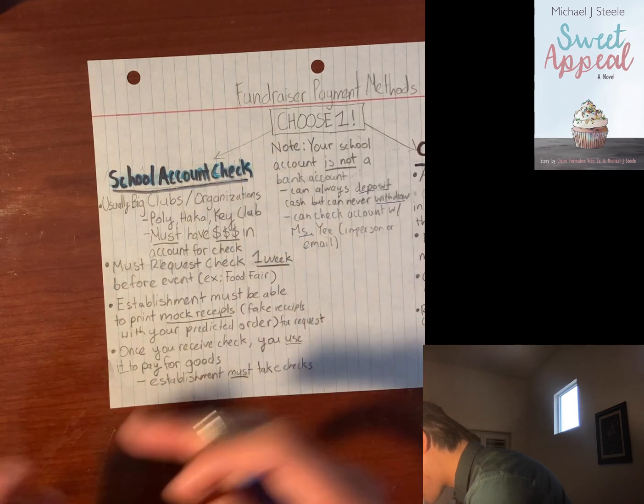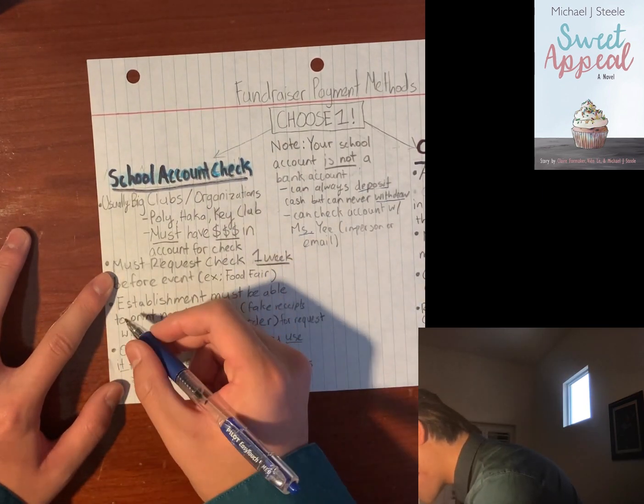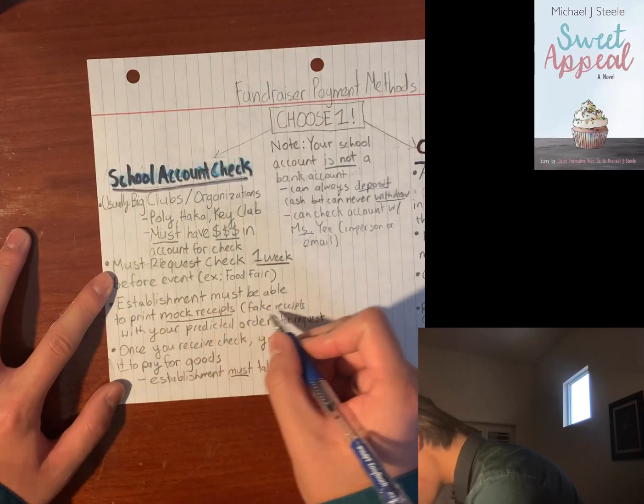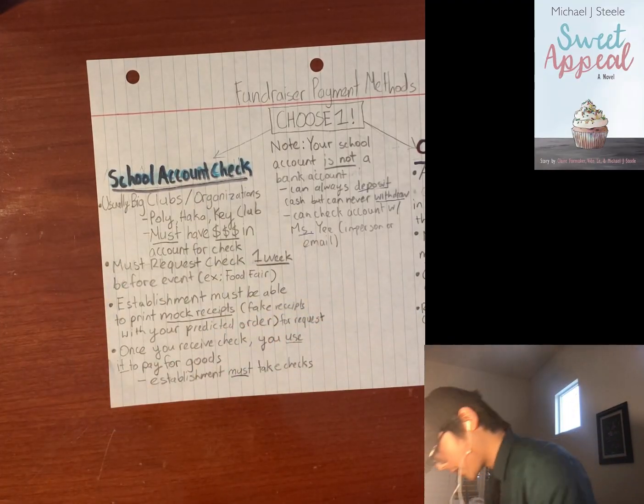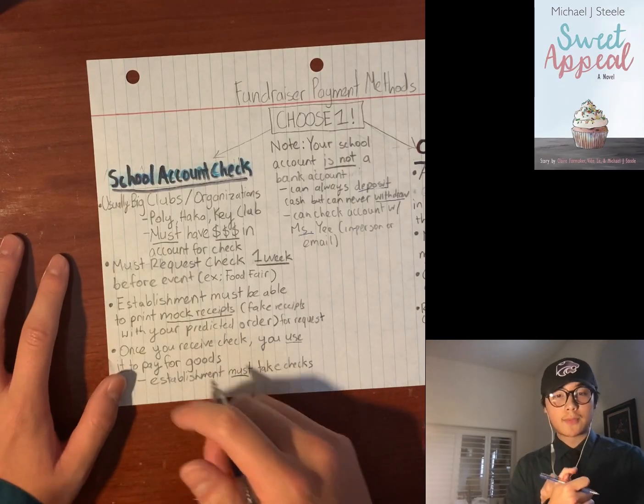The establishment that you're ordering from also has to be able to print mock receipts because you're stapling these mock receipts to your forms, and mock receipts are basically fake receipts with your predicted order. And once you receive the check, you're going to use that to pay for the goods. But this also means that the establishment that you're ordering from has to take checks for you to use this method. So you have to make sure you have money in your account.